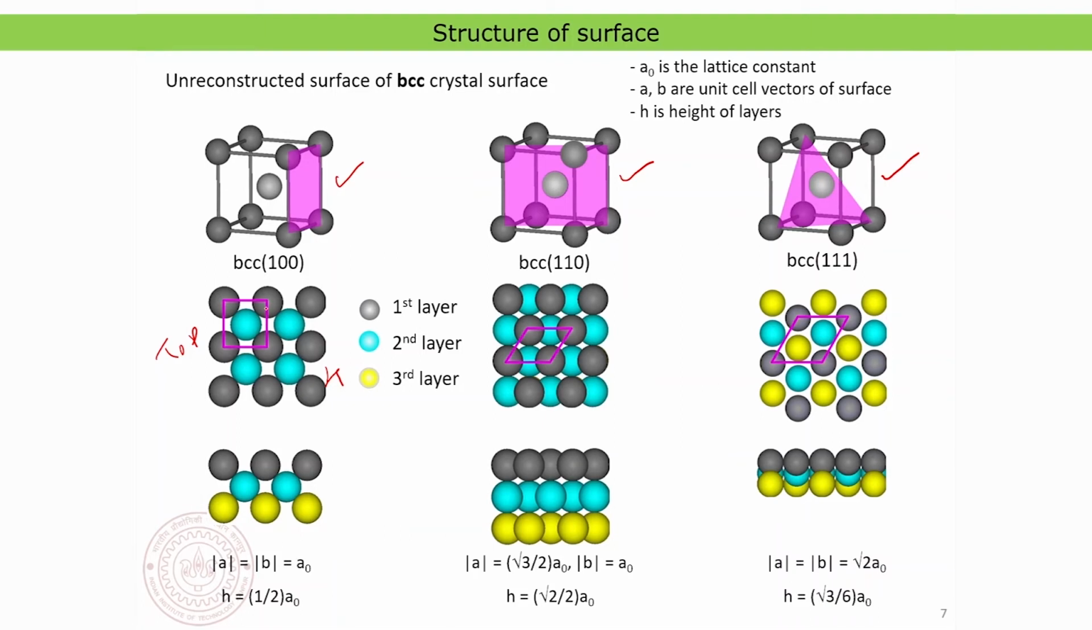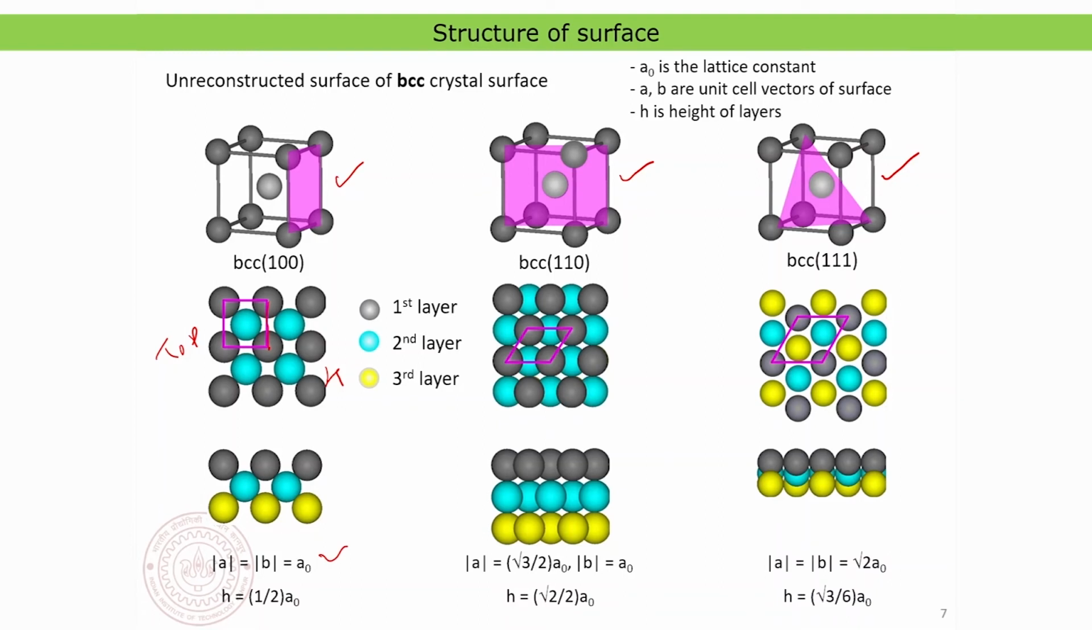But you obviously see that the spacing between the atoms, or the values of A and B, are much larger in this case compared to the FCC 100. That means although the symmetry of the surface is the same, the position or the distance between the atoms is actually different. So a clear difference is there, although the symmetry is the same.